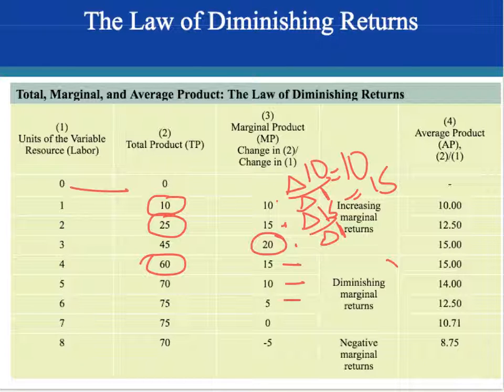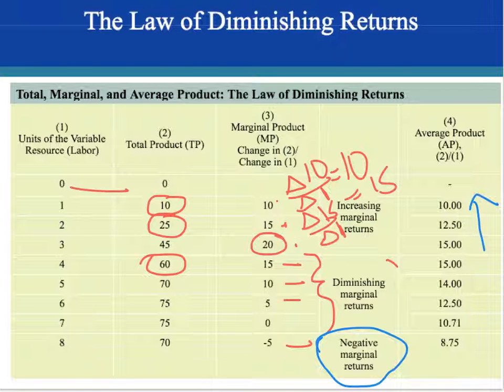And then here, the 8th worker would actually cause a loss of 5 units. So we have diminishing marginal returns setting in here. And then here we have negative marginal returns, and we can see that first productivity increases and then it decreases as well.